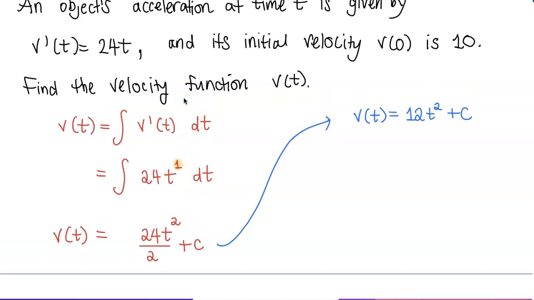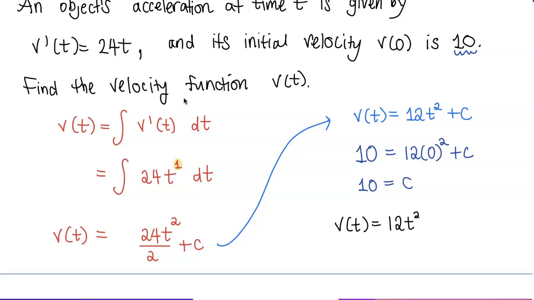Now I'm going to plug in my initial values. They said when I plug in 0 into t, the velocity comes out to be 10. So I'll say 10 equals 12 times 0 squared plus c. What's that mean? 10 equals, this entire thing is 0, plus c, so we get that c is equal to 10. Let's write the final answer. What's the velocity function v of t? It is 12t squared plus 10.